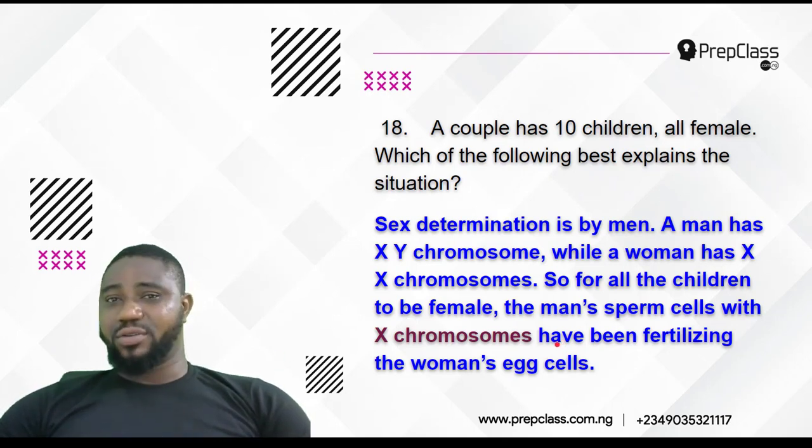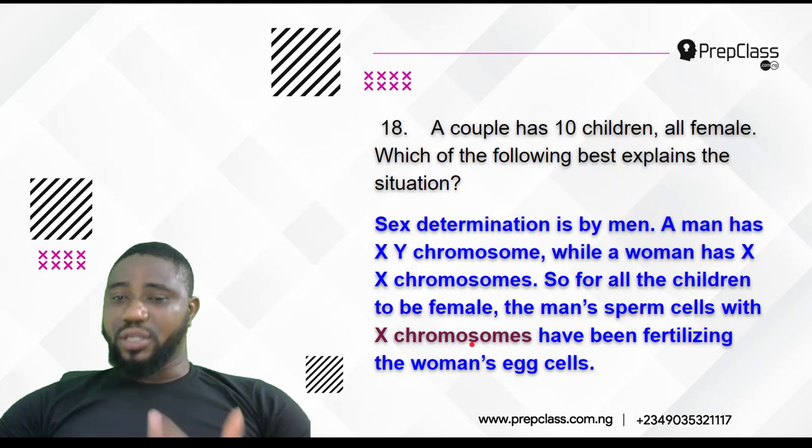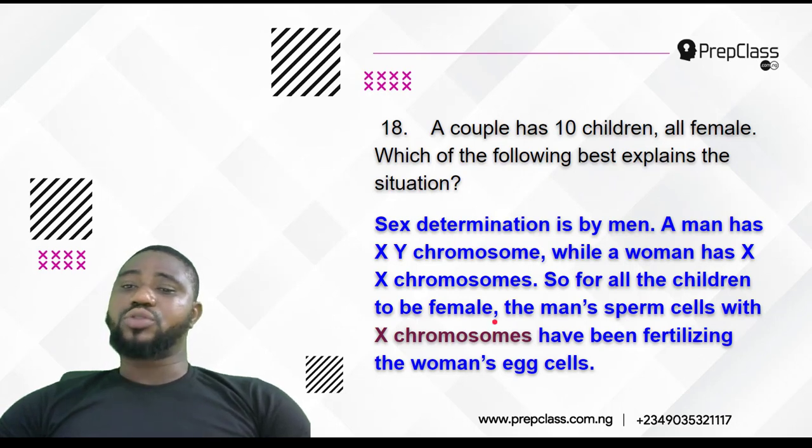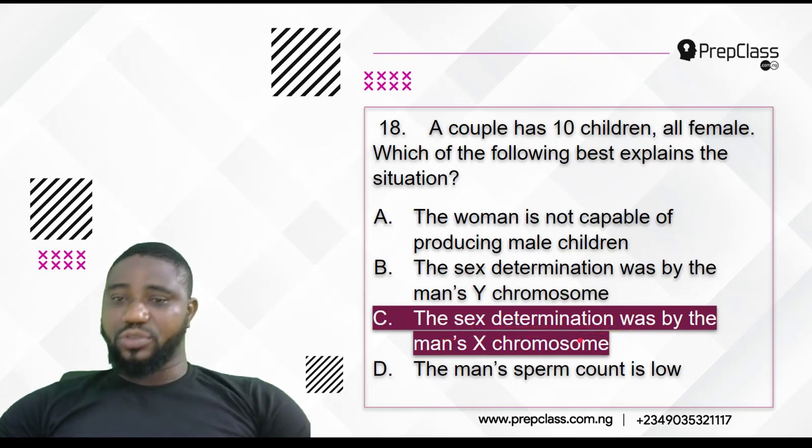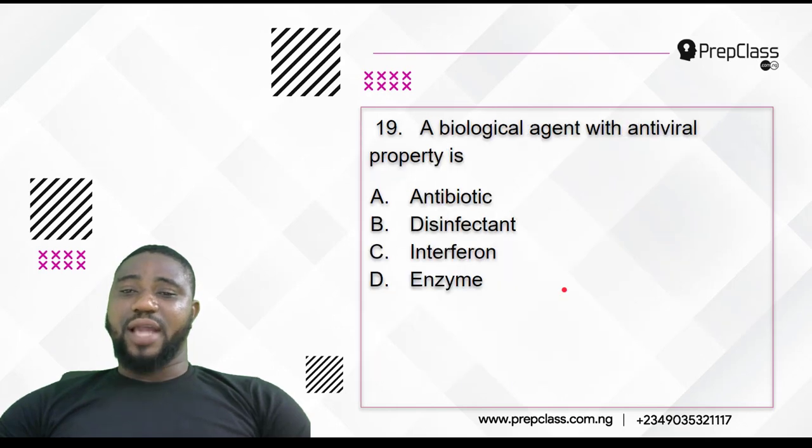So because it's the X chromosome sperm cell that is fusing with the female egg cell, the man is now giving birth to what? Girls. So the answer is that the X chromosomes have been doing the job. So the sex determination was by the man's X chromosomes. So that's the answer.